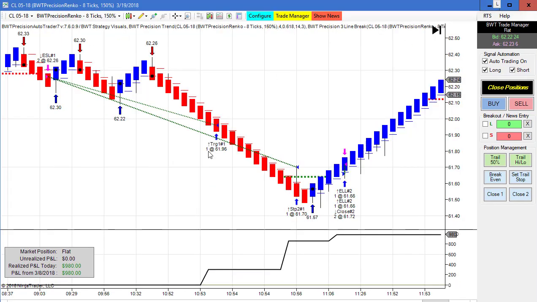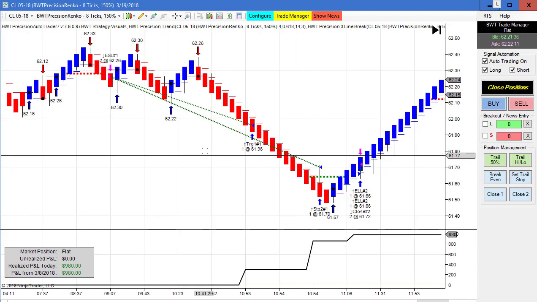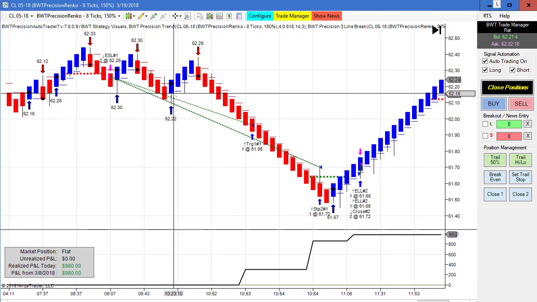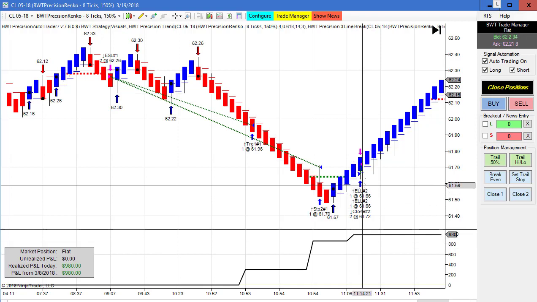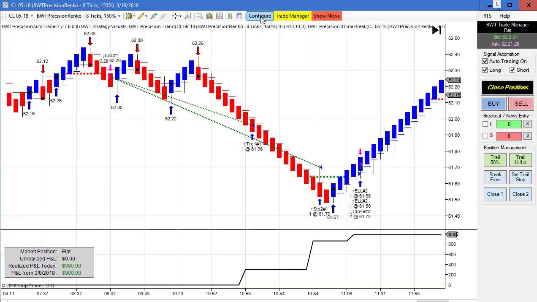Okay, next up is the crude oil on our Precision Renko 150. This is the only chart I use a Precision Renko on. It seems to work pretty good. And this had, it looks like 2 trades here, this really nice short trade, and then a very small long here, which put us to our goal. Our goal is $1,000 on this one.